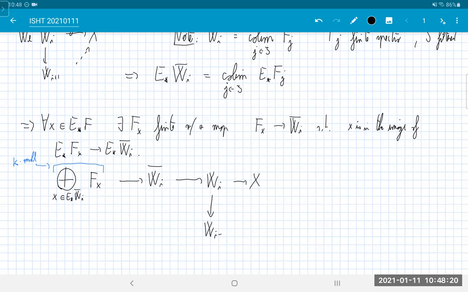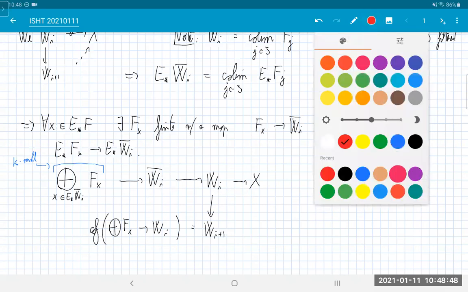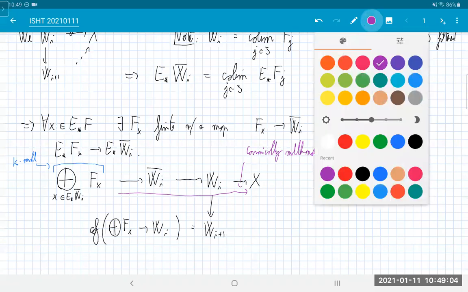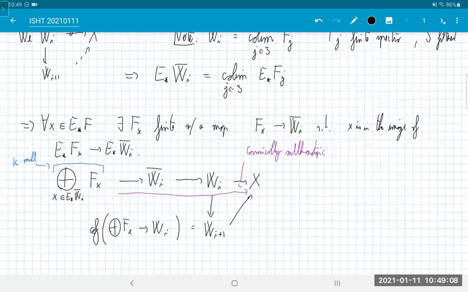And I can take the cofiber. This map. And sorry, the reason why I need to factor through Wi bar is that now this composition, let me do it in purple, is canonically null homotopic, because I can use the null homotopy of the map from Wi bar to X. And so it factors through Wi plus one. Sorry, I forgot this technical point.